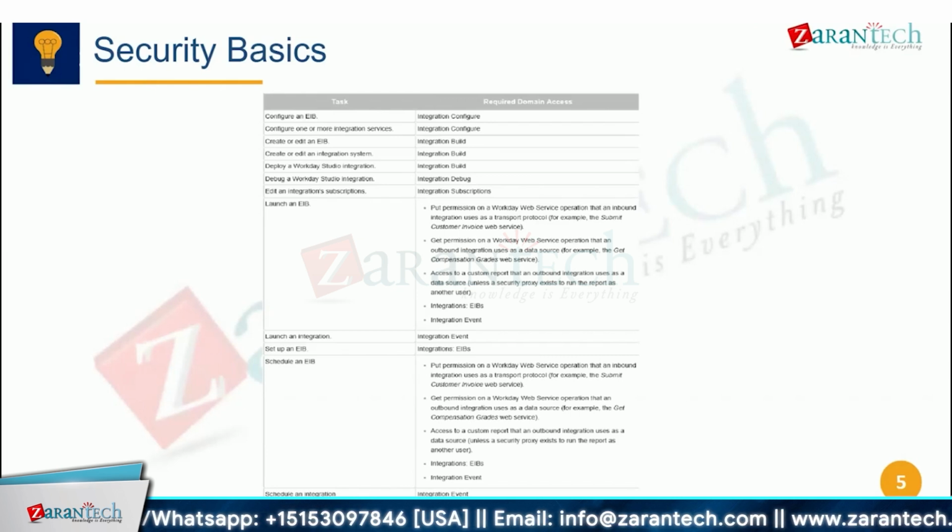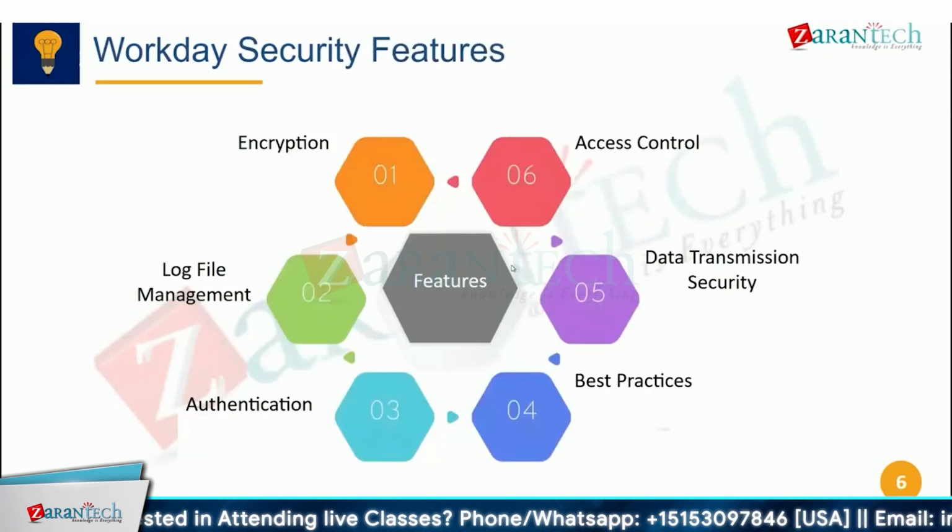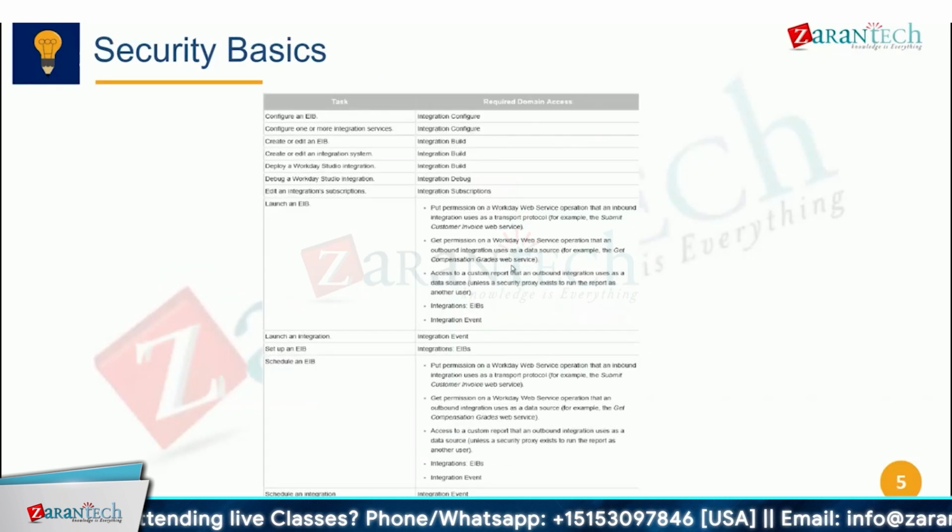For access to custom reports, integration EIBs is one of the domains that we need to launch the EIB integration. But to build it would be integration build. Integration event, of course, is required when you are going to review any of the integration events or even launch and see the launch parameters, because each of the launch instances we do gets created as an integration event on Workday. Again, for any other integration other than EIB, we need the integration event security domain. To set up an EIB, integration EIB is required.